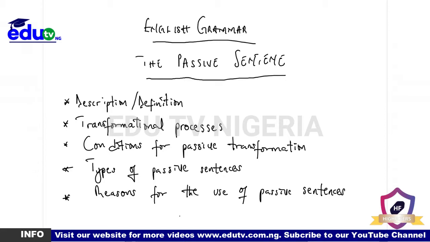We'll look at the transformational processes that occur in the formation of passive sentences. We would consider the conditions for passive transformation, the particular conditions that can allow a sentence to be formed into a passive sentence. And then we look at the different types of passive sentences that we have in English, and then we consider the reasons for the use of passive sentences. Why do we use passive sentences? So those are the things that you would learn in this particular topic as you go on with us.